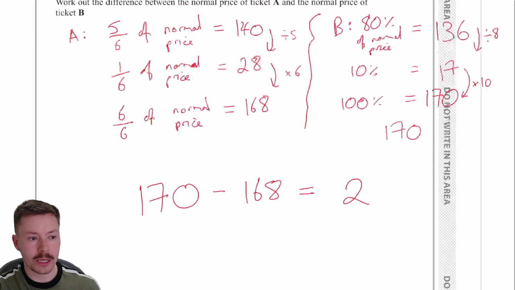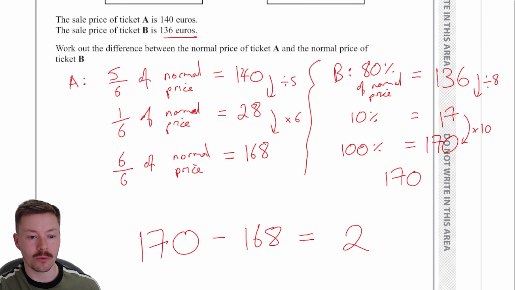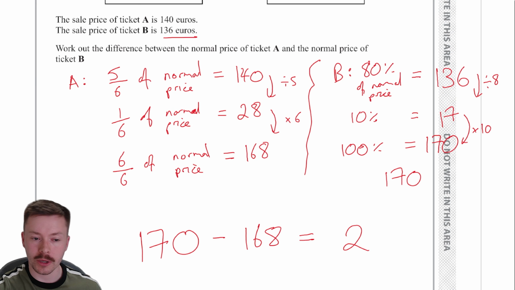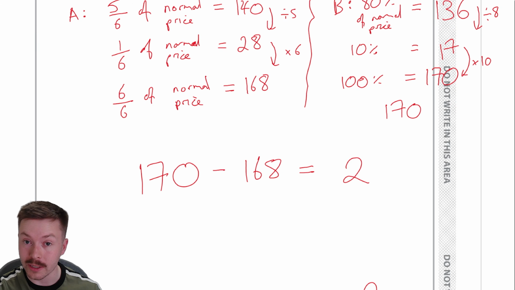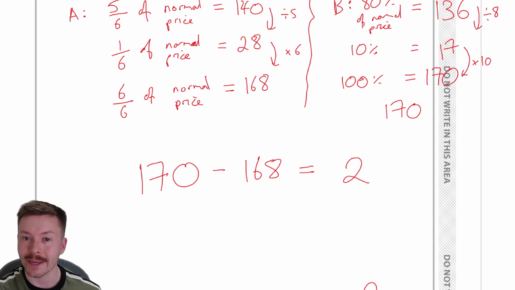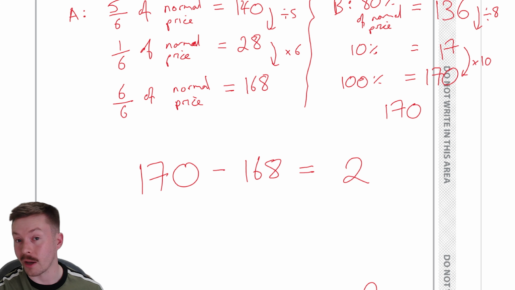Right, now you would want to make sure you put your working out down for that, because it's 4 marks, so if we do go wrong, we need to make sure we have got the working out down so we can get the marks for that if we make a mistake with the answer.